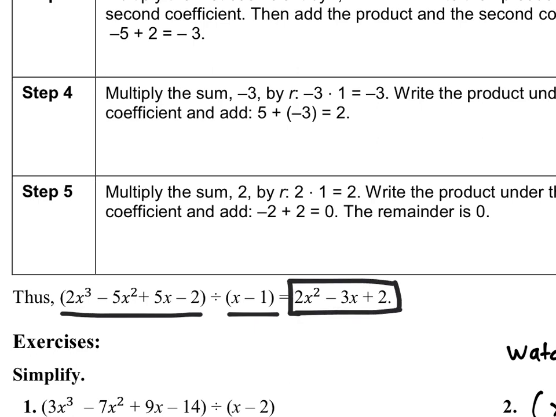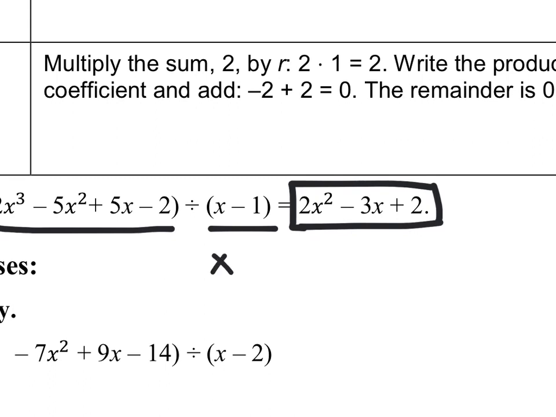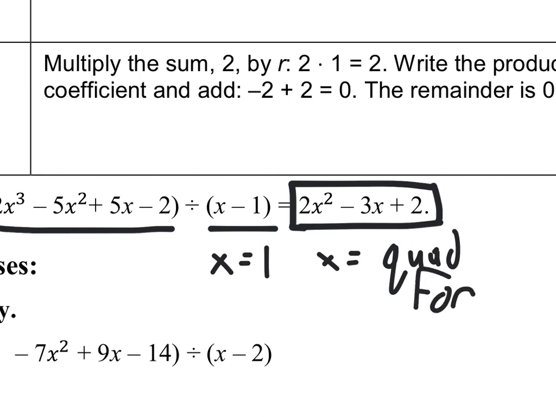So ultimately, what happens later on in this chapter is that we'd be able to find the x-intercepts. This one's at x is equal to 1. This one would come from, it's quadratic now. You could use the quadratic formula. So that's ultimately where we're going to be heading.